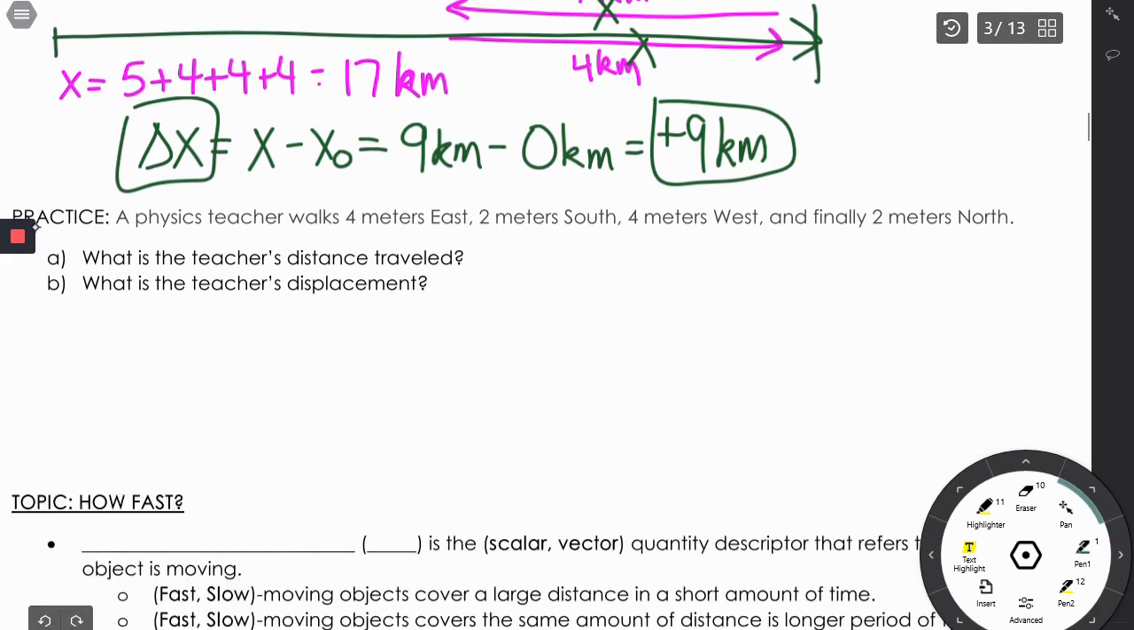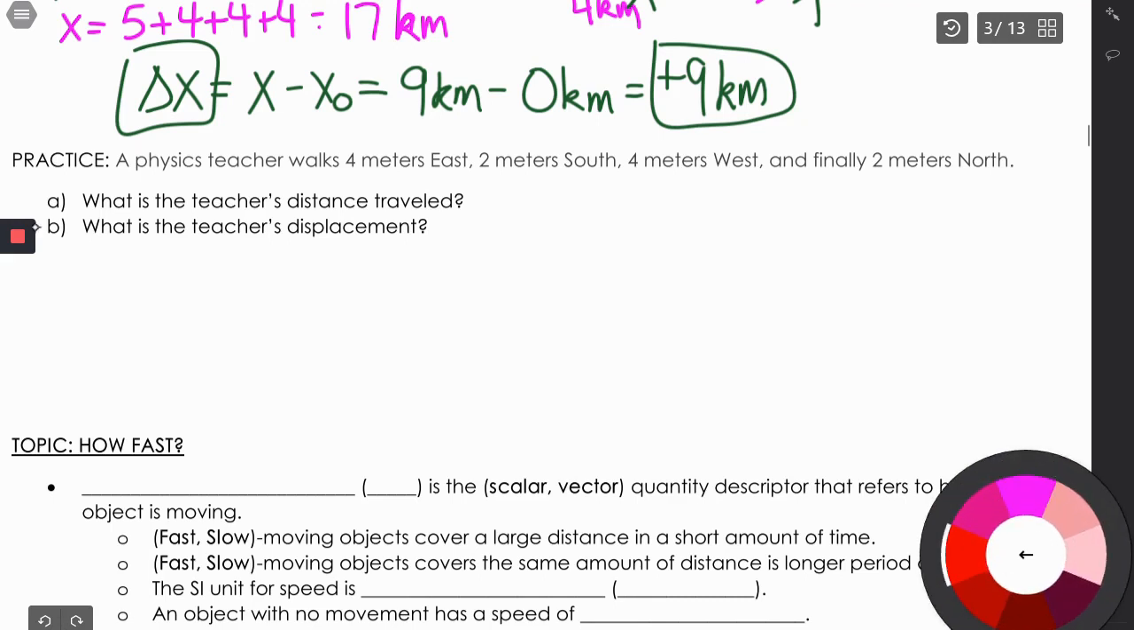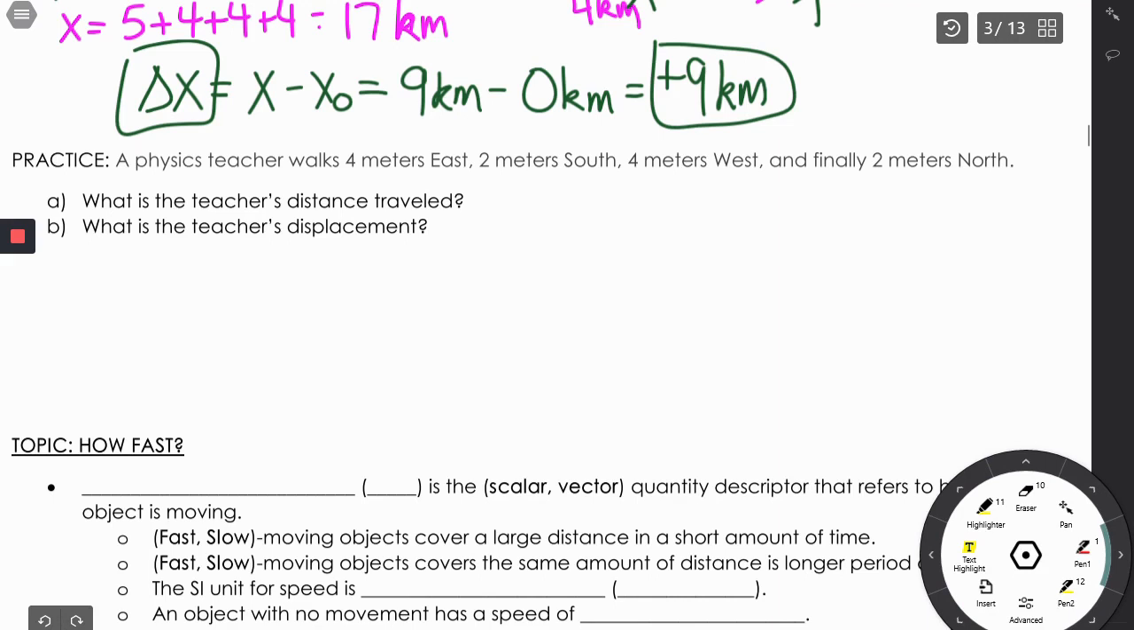All right, so that's kind of in the same mold, we just didn't do the number line. So here's just another one. Let me bring back just a standard red. We've got a physics teacher, you can say Mr. Londot, who walks 4 meters east, 2 meters south, 4 meters west, and finally 2 meters north. What is my distance traveled, my displacement?